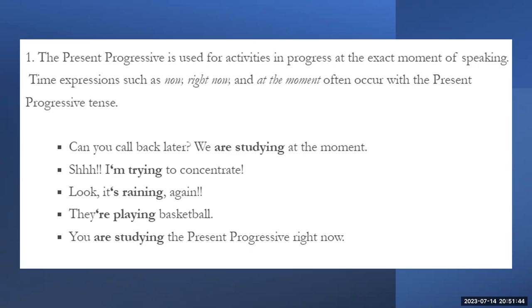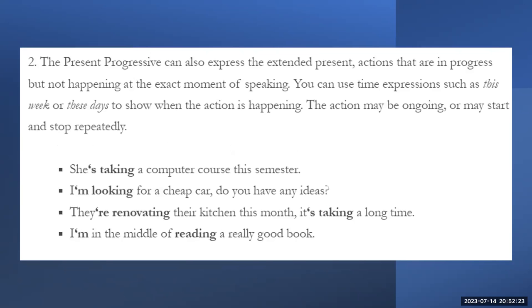La segunda, ¿qué nos indica la segunda? Dices, I'm trying to concentrate. ¿Qué nos dice? Intento concentrarme. Estoy tratando de concentrarme. Okay, look, it's raining again. Mira, llueve o está lloviendo otra vez. They're playing basketball. You are studying the present progressive right now. Okay, hold on a second, please. Okay, this is the second use.